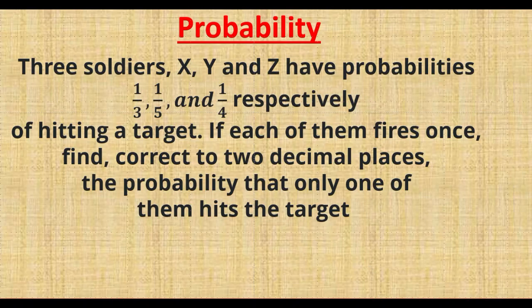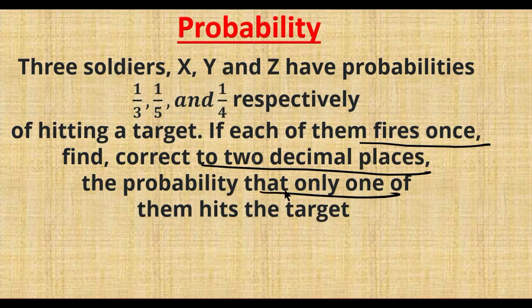We have this question on probability. Our question says three soldiers X, Y, Z have probabilities 1 over 3, 1 over 5, and 1 over 4, respectively, of hitting a target. If each of them fires once, we are to find, correct to two decimal places, the probability that only one of them hits the target.